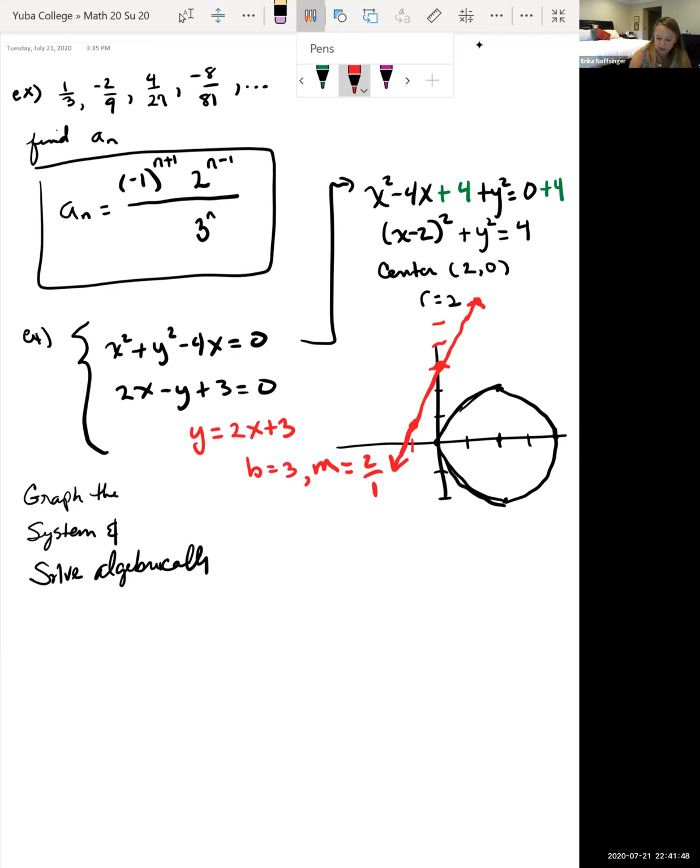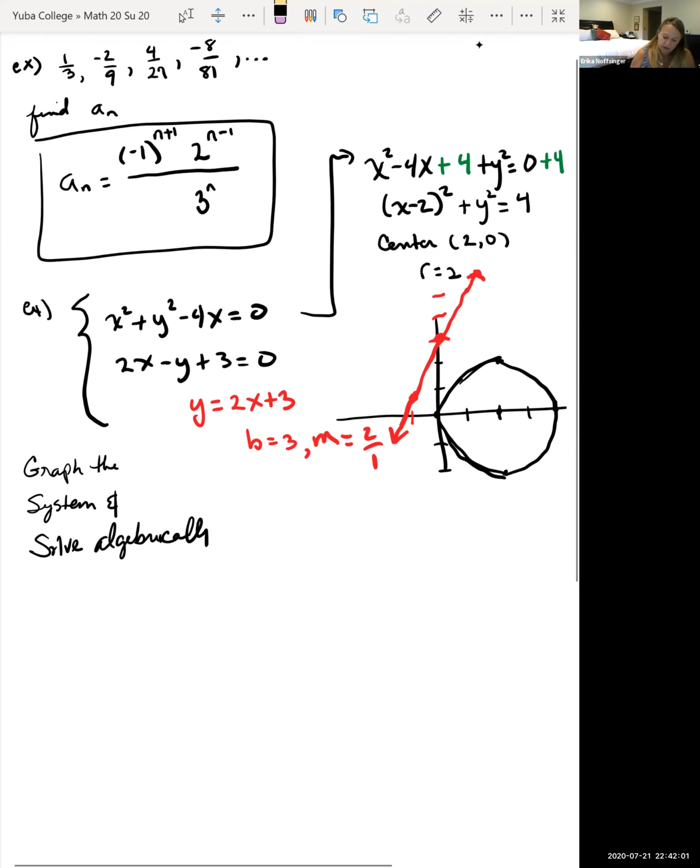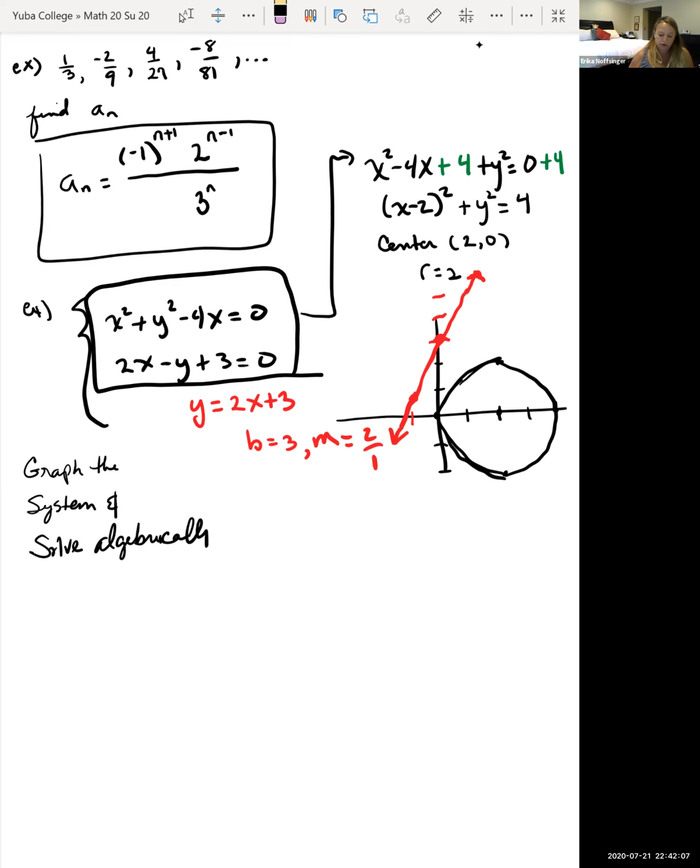Our solution is going to be the points where they intersect. Well, let's show that algebraically. What's going to happen when we solve this algebraically is that we're going to get solutions that are imaginary numbers. Okay, so when we're solving this algebraically, we have to determine which way we want to do this. Looking at this, we can use our substitution method. We solved for y in the second equation, so we go back into the other equation you didn't use, and we replace y with 2x plus 3.